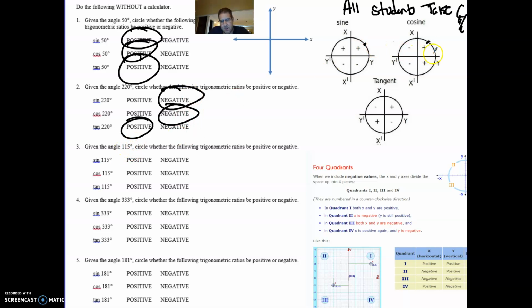If you're at 115 degrees, you know you're in the second quadrant because it's less than 180, but also more than 90. And the only one that's positive is sine. Sine is the only one that's positive. The other ones are negative.